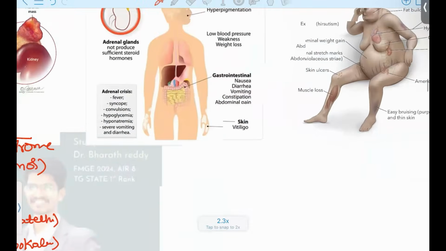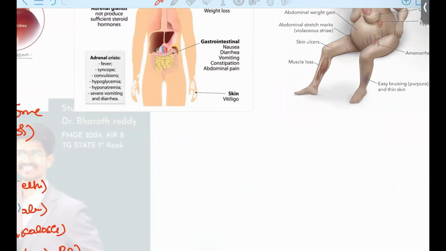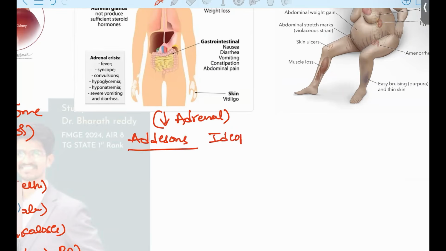Next, moving on to cortisol. What we discussed was an increase of aldosterone. Now we are discussing the decrease, the entire adrenal insufficiency. Not only cortisol, here the entire cortisol, aldosterone, and also the sex steroids will all be decreased in Addison's disease. This condition was commonly associated with the idiopathic one, but nowadays the most common cause is autoimmune.